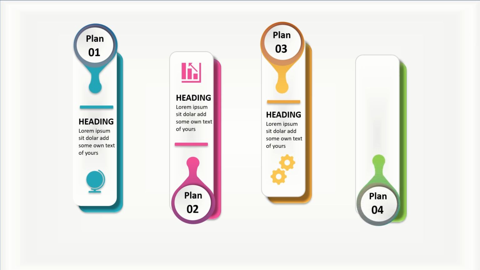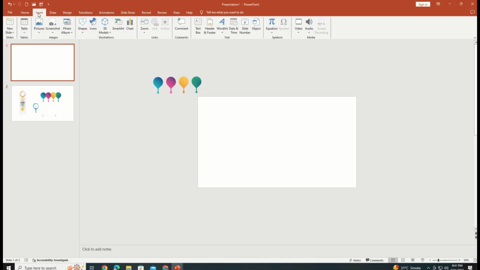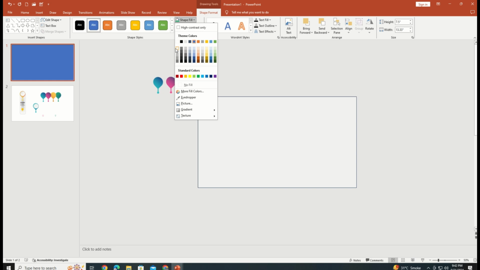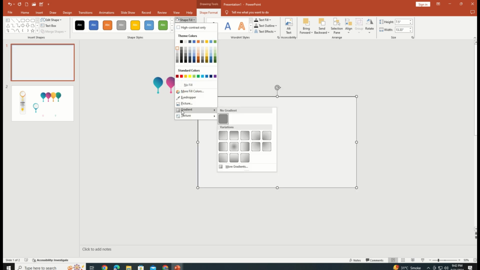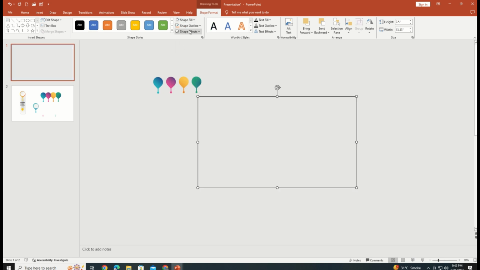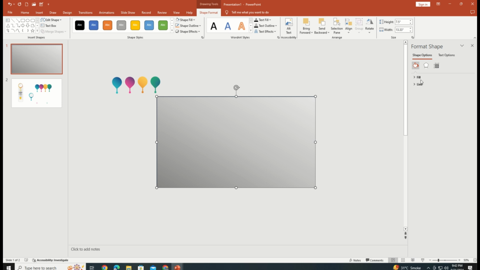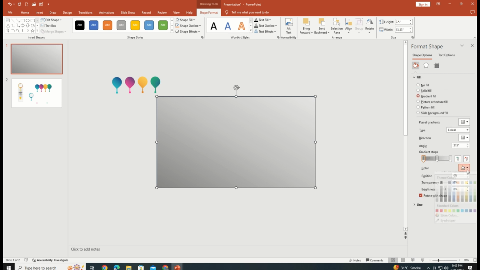So let's start. First of all, you have to open up PowerPoint and a blank slide. Go to Insert tab and insert a rectangle as the background. Go to Shape Fill and change its color to white. Give it gradient. Go to Gradient and give it this gradient. Go to Shape Format and you have to change the gradient color from here.